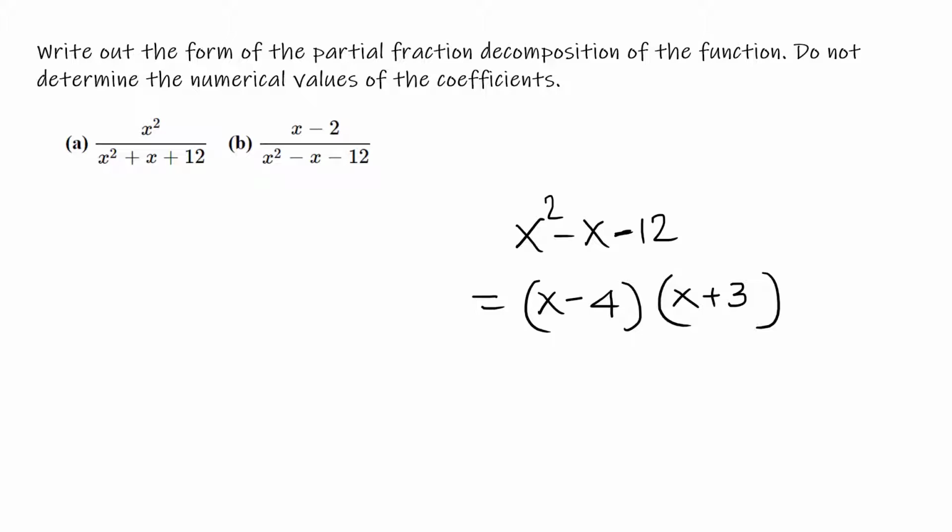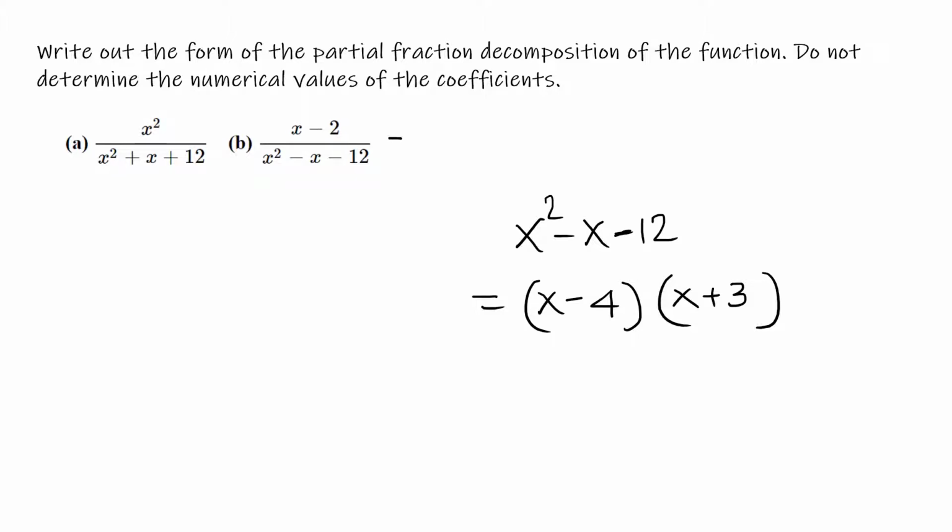And this is a proper fraction because the degree on the top is smaller than that of the bottom. This is degree 1, degree 2. So this is a proper fraction. So that's good. And we know how to factor the bottom in this way.